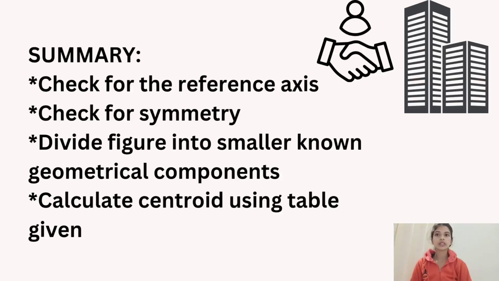These were the steps involved in the calculation part, and I have put together this summary of how to calculate the centroidal system, where the first part involves finding the reference axis, then we have to check for symmetry. Later, if there is no symmetrical part, we have to divide the figure into known geometrical figures. Later we apply the formulas, put the values within the table and calculate the centroid for the respective components, and later find the summation of ay and ax, so that we can calculate x bar and y bar.